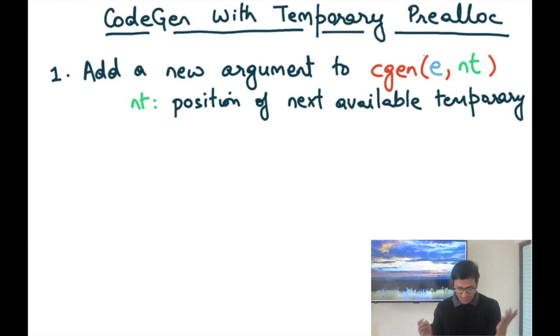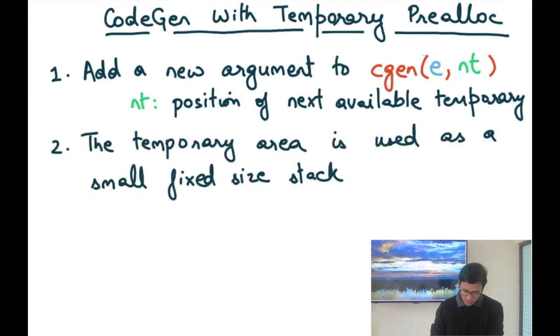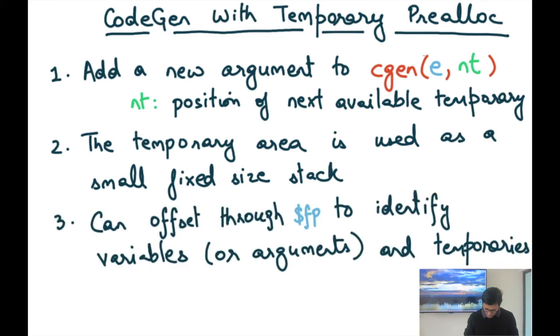Okay, so it doesn't matter. You could have used any other convention as well. You could have used the stack growing top to bottom as well. It doesn't really matter. Okay, so the temporary area will be used as a small fixed size stack, right? Because nt will keep increasing or decreasing to indicate the next top of the stack, since it's the position of the next available temporary. So any pushing should be happening at nt. Initially nt would be pointing to the location where T1 is supposed to be put. All right. And we can offset this through $fp to identify variables or arguments and temporaries.